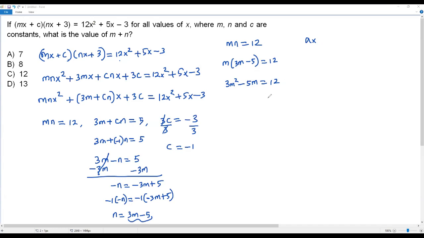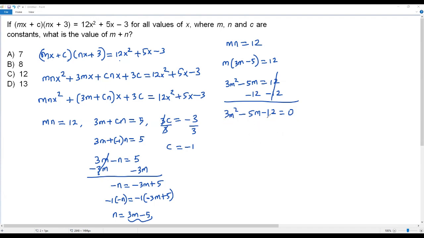So here we have the number 12 on the right side. To make the right side 0, let me subtract 12 from both sides. When I do so, this 12 and negative 12 will cancel. I'm getting 3m² − 5m − 12 = 0. Okay, now I got the quadratic equation in m in standard form. We have to solve for m in this quadratic equation. For that, I think we can try to solve it by factoring. If it doesn't work, we can go with the quadratic formula.